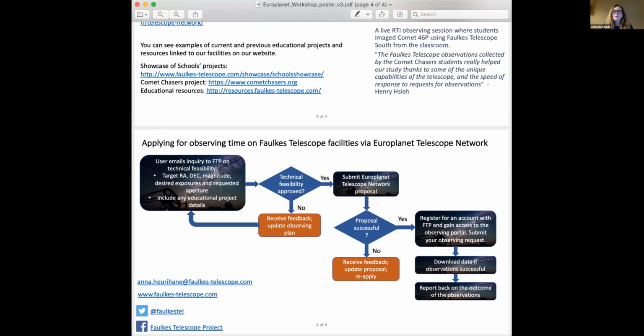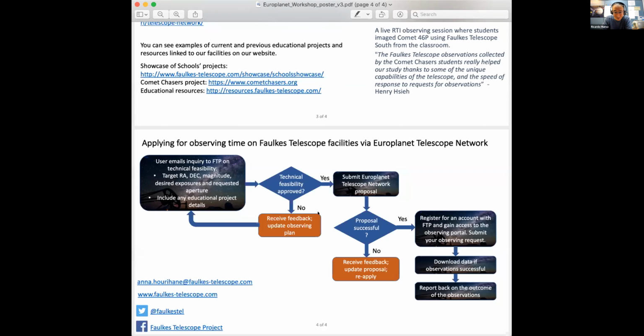So first you would email us to inquire about technical feasibility, and it could help to include the position of the target, its magnitude, what type of exposures you're looking to take, exposure time and duration, and then the requested aperture and details of any educational project that you might have in mind. So then if we approve the technical feasibility and it seems like it would work well in our facilities, we advise you to go ahead and submit your proposal.